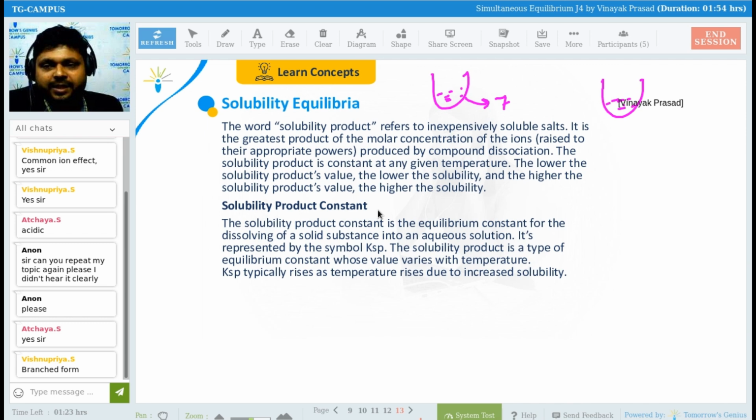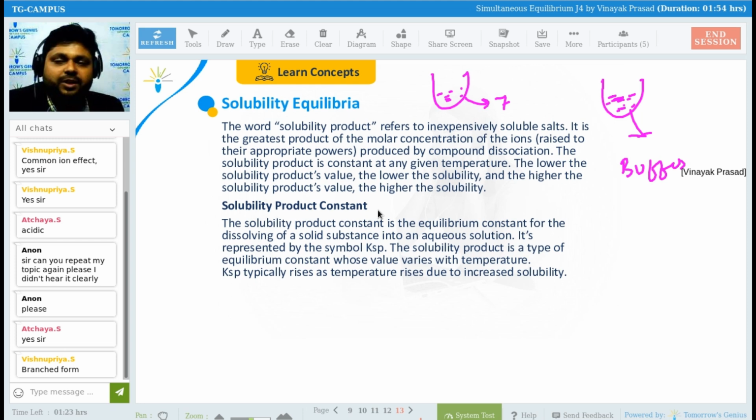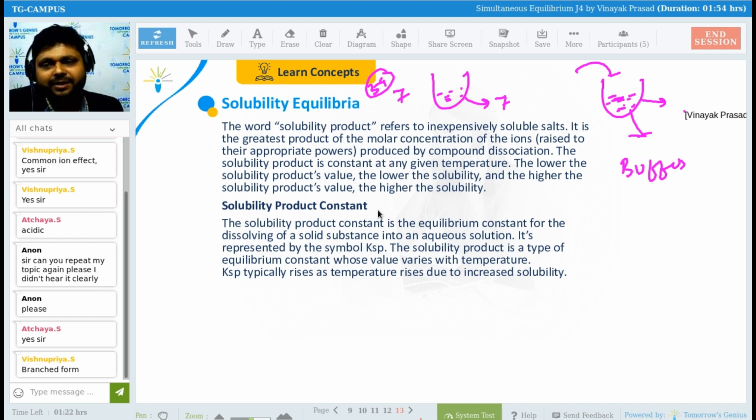That is the buffer solution you have in this beaker. Now you add an acid to it. I'm not talking about a strong acid. Even if weak acids or strong acids are added, the effect will be seen much less. In water, the pH would change from 7 to 3 or 4 when you add acids. But here the pH will change only slightly.